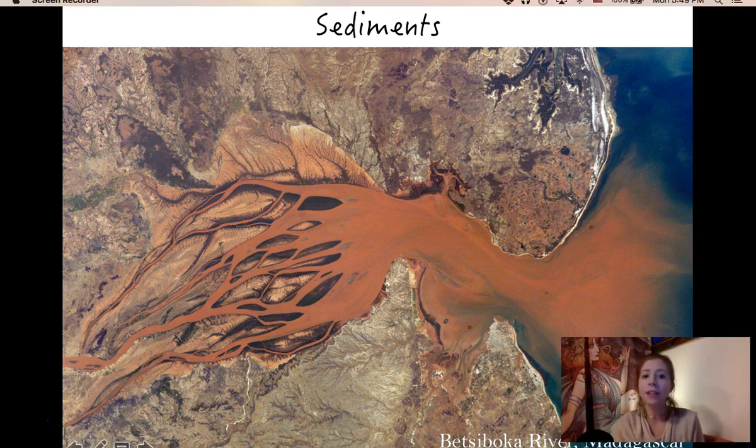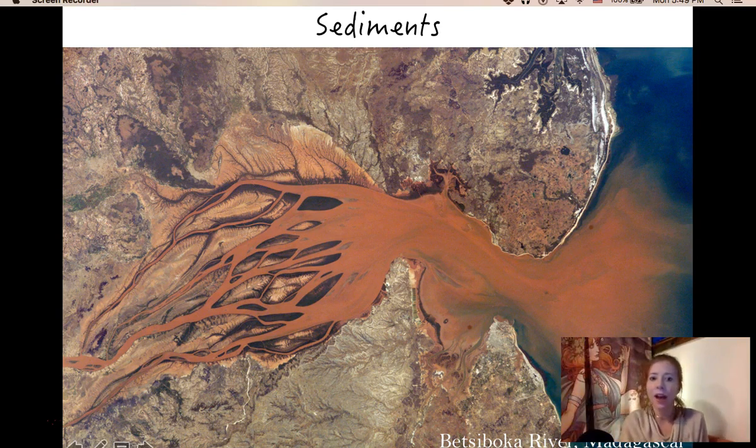And so what happens here is you have a fast moving body of water, so a river, flowing into a still body of water, a relatively still body of water, the ocean. And so what is going to happen here?